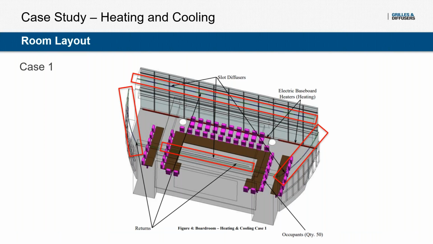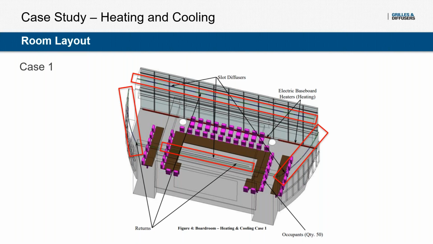So let's take a look at the first case layout. We can see here that there's diffusers along the window in this box. Here, these diffusers were hidden along with the diffusers on the opposite end of the room. And then again, we had some high sidewall diffusers. You'll also notice that these diffusers were used for both supply and return. So they were alternating supply and return along the lengths.